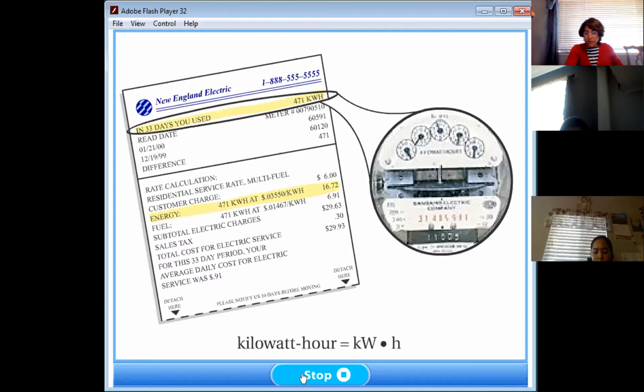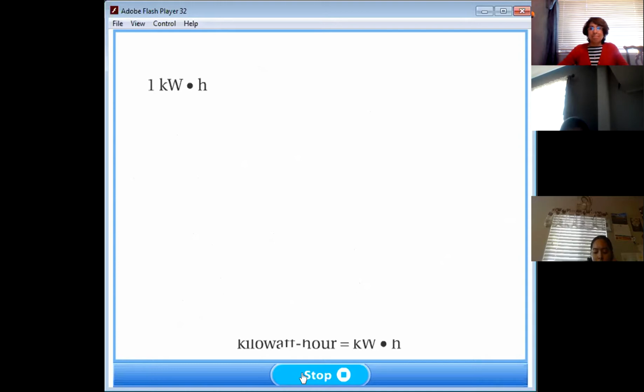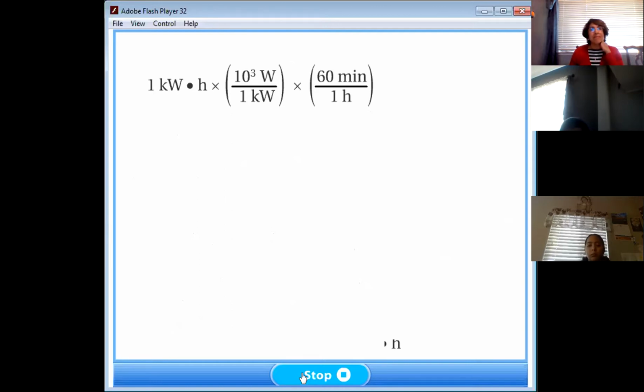We can convert kilowatt hours directly to the more common energy unit of joules. We'll begin with 1 kilowatt hour. We convert kilowatts into watts by multiplying by 1,000 watts over 1 kilowatt. Next, we can convert hours into minutes by multiplying by 60 minutes over 1 hour. We convert minutes into seconds in a similar fashion, multiplying by 60 seconds over 1 minute. If we pause to take a look at our units, we see that we can eliminate kilowatts, hours, and minutes, which leaves us with units of watt seconds.